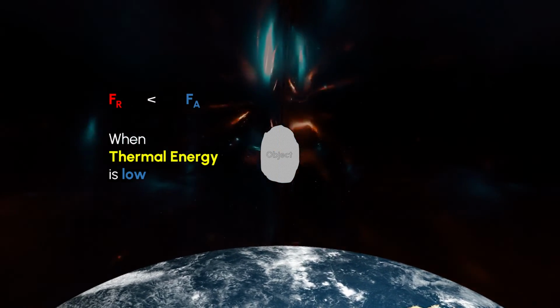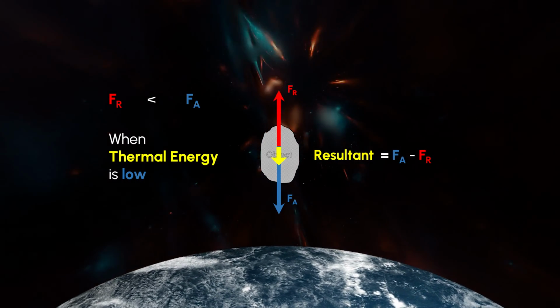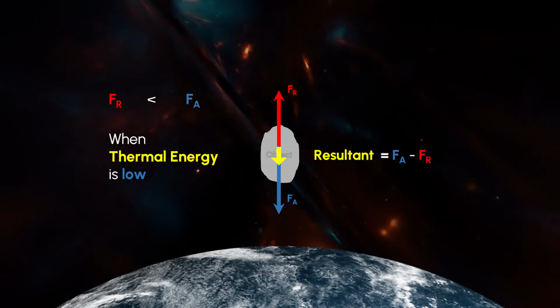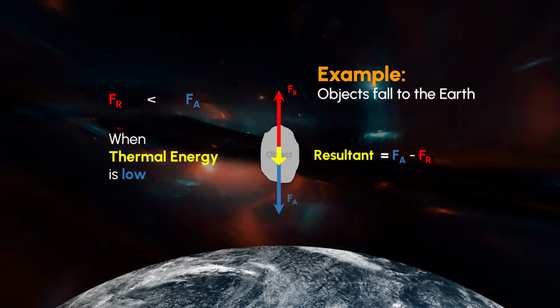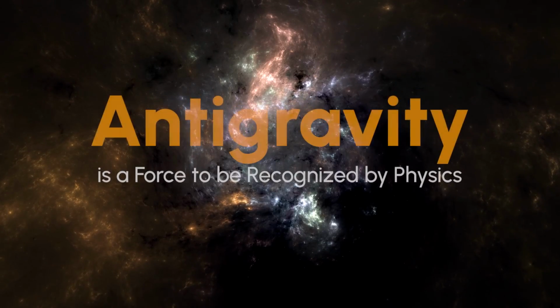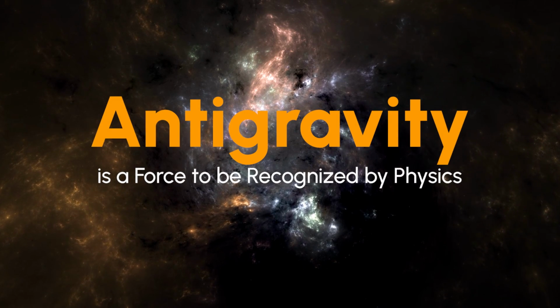When thermal energy is low, repulsion force is smaller than attraction force. The resultant is in the downward direction. Example, objects falling to the earth. Anti-gravity is a force to be recognized by physics.